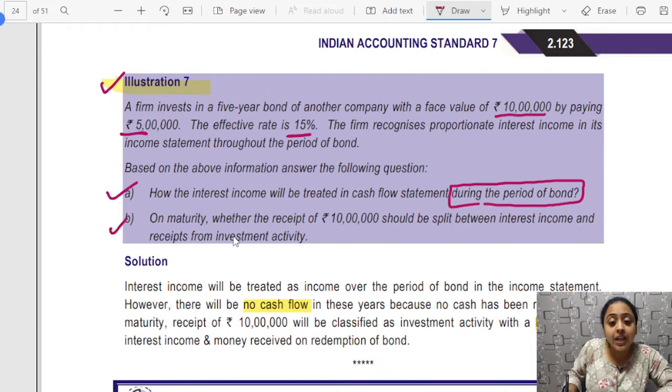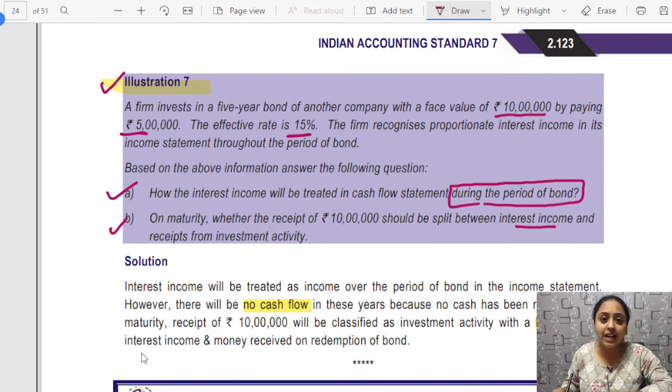On maturity, whether the receipt of 10 lakh should be split between interest income and receipt from investment activity. So this interest income is your income from investment activity that you have invested of rupees 5 lakh. That was an outflow in the first year, and now at the end of 5 years the amount that you are receiving is 10 lakh rupees. Such 10 lakh rupees should be bifurcated and separately recorded, but under the investing activity itself. So on maturity, receipt of 10 lakh will be classified as investing activity with a bifurcation.